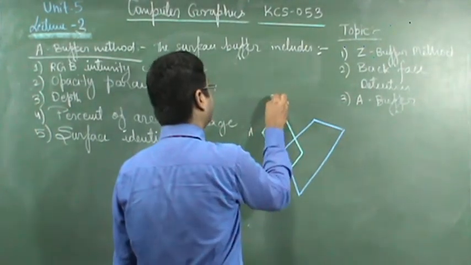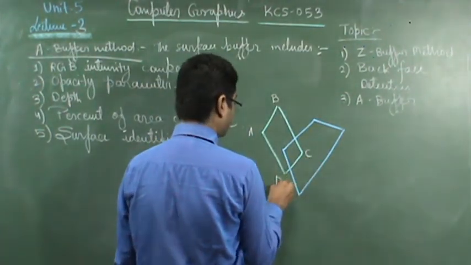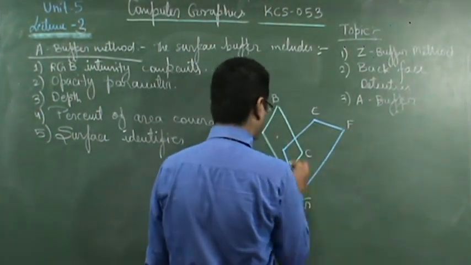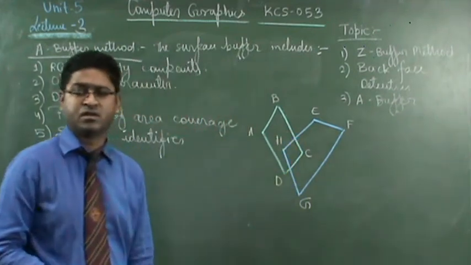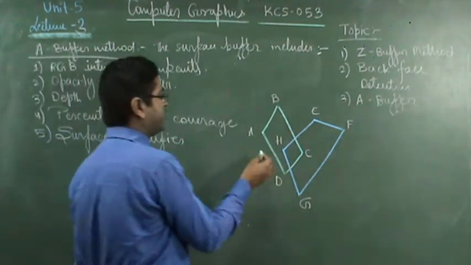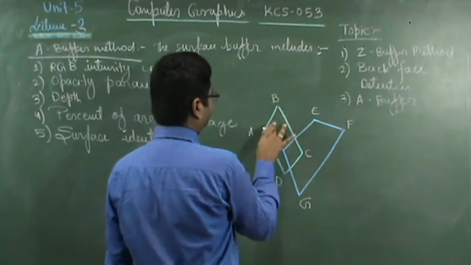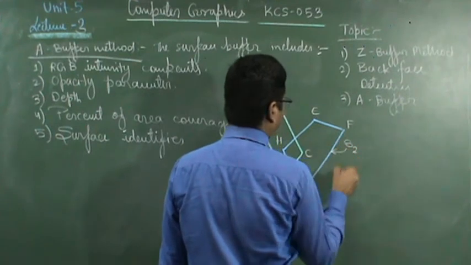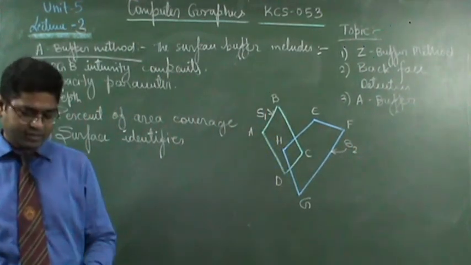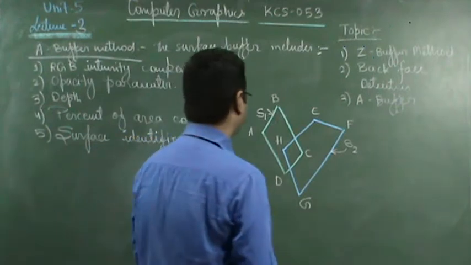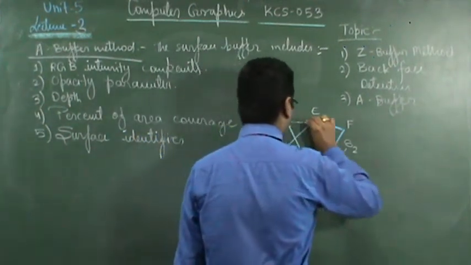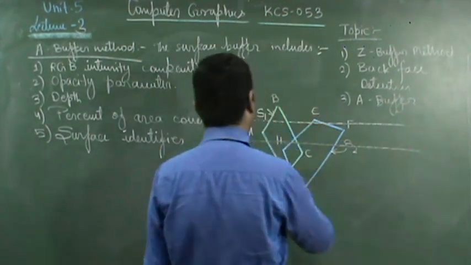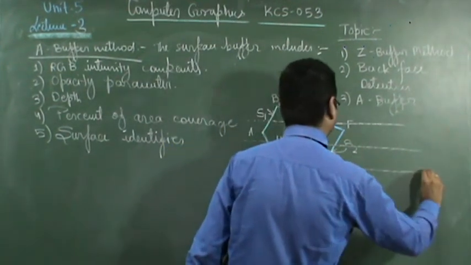A, B, C, D, E, F, G, H. Here we are having two surfaces, this is surface 1, this is surface 2, and these scan lines are going to traverse in either way. Suppose we are going to impact in this section, this impact line.